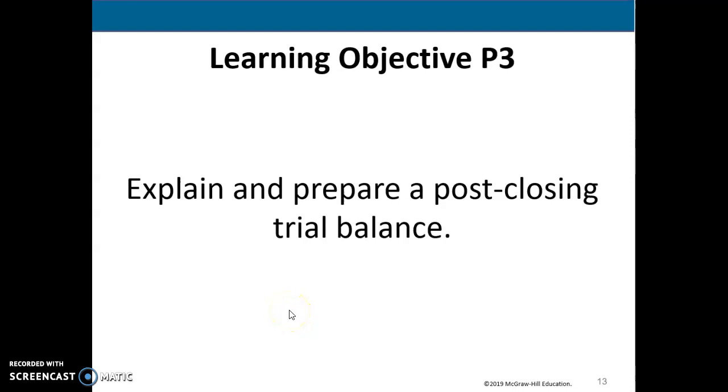Okay, part 2 of chapter 4. So the next step is to prepare a post-closing trial balance. All it is, just like we did in chapter 2, we had a trial balance. This is just listing the accounts that still have balances after closing. So post-closing, what accounts have a balance, and do the debits and the credits equal?